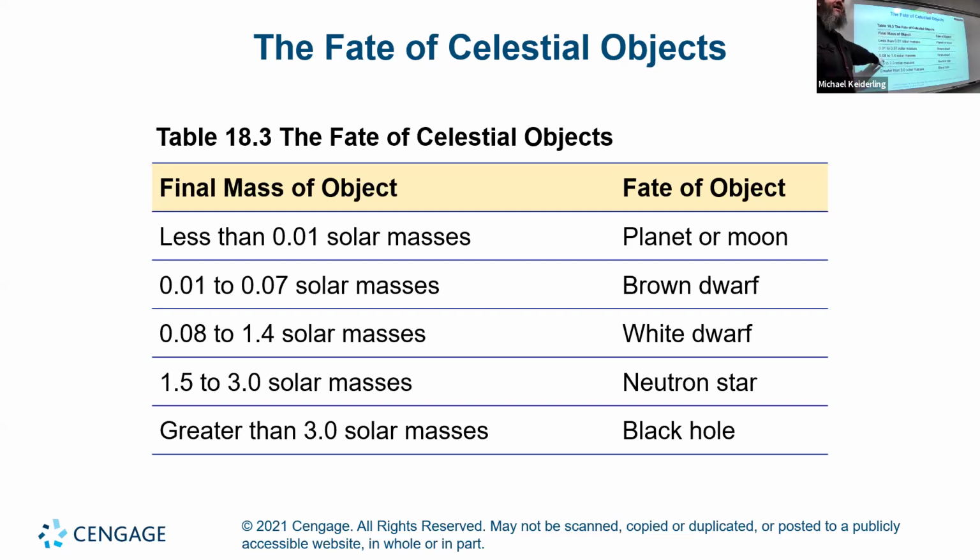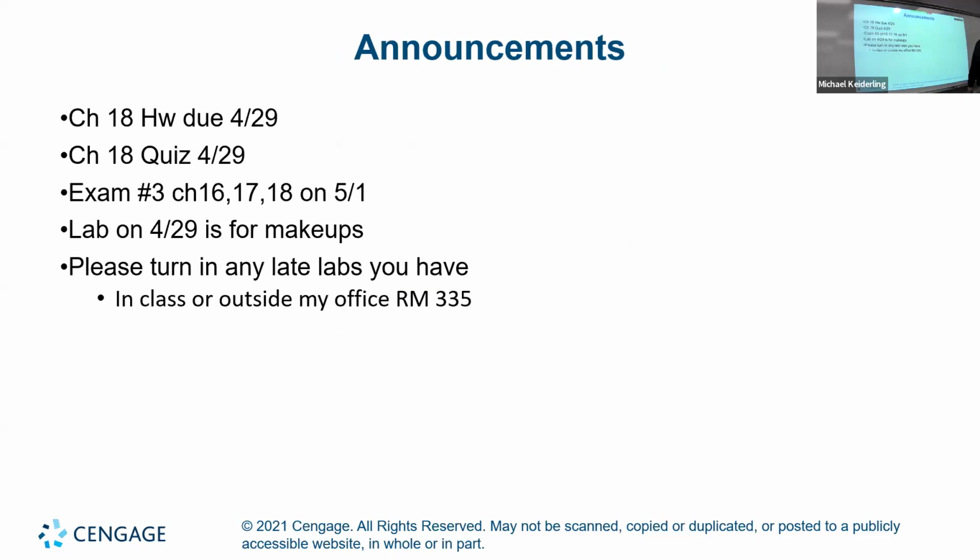This is not the starting mass of the star. It's the ending mass of what remains. For the starting mass, the line between white dwarf and neutron star is around tens-ish solar masses. And the line between neutron star and black hole for the starting mass is around 20-ish, if I remember correctly.